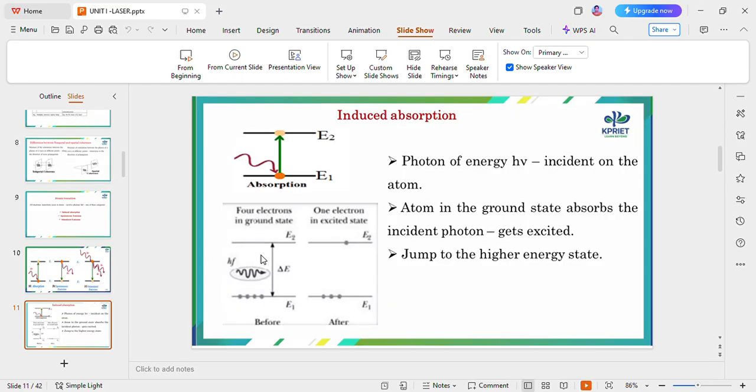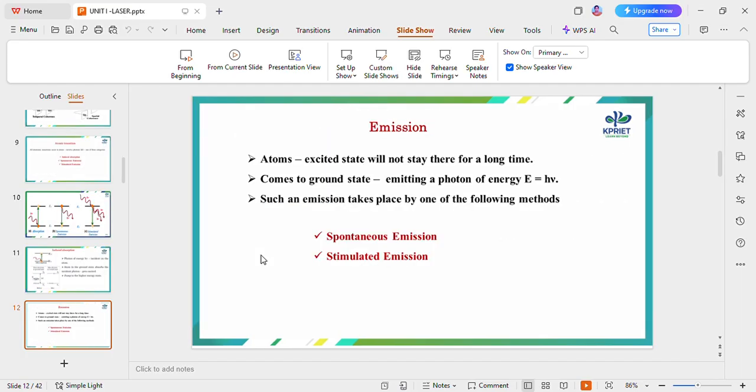Induced absorption. Here E1 is the ground state and E2 is the excited state. A photon of energy h nu comes and is incident on the atom in the ground state E1. The atom in the ground state E1 absorbs the incident photon and gets excited. Because of that excitation, it goes to the higher energy state E2. This process is called induced absorption.